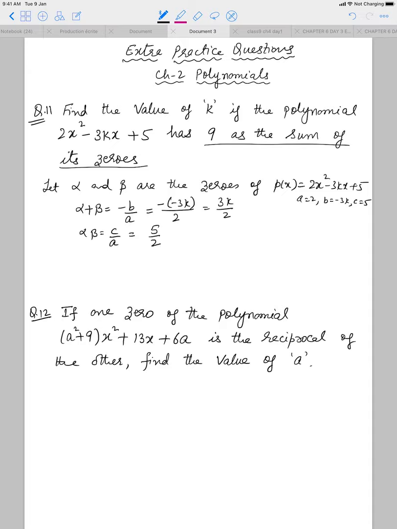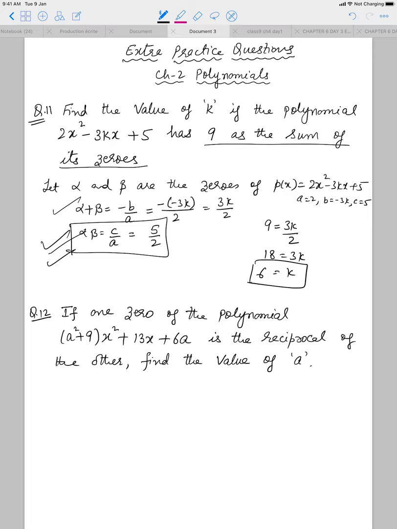And what is given to us? 9 is the sum of the zeros. So in place of alpha plus beta, we can write 9 here. So this equation will become 9 is equal to 3k upon 2. That means 18 is equal to 3k or k is equal to 6. And we had to just find the value of k, and that we could do without using this result. But yes, whenever alpha and beta are given to be the zeros of the given polynomial, you should always write both these results immediately and you will get the answer from these two equations.